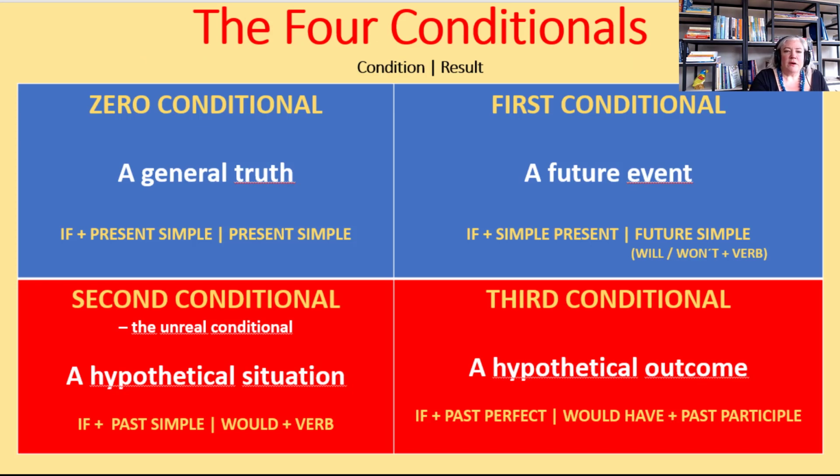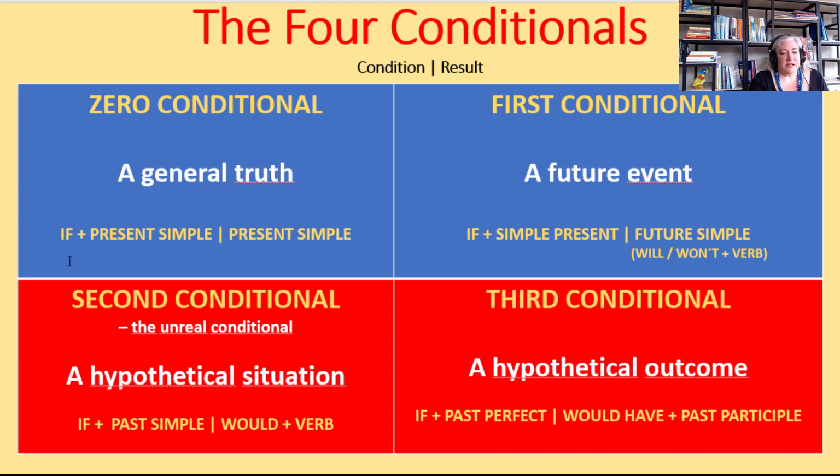Let's just review the four conditionals. The zero conditional, which is about a general truth, has if plus present simple on one side, present simple on the other. The first conditional, which is about a future event, has if plus present simple on one side, future simple will, won't plus the verb on the other.